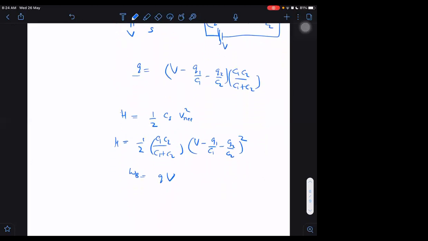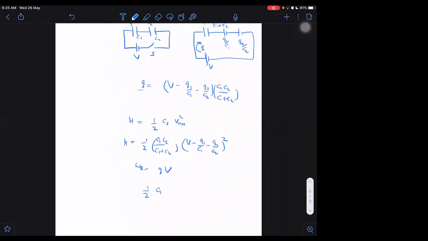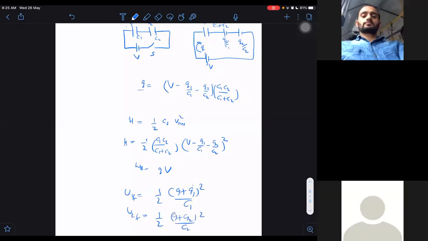We can find the final energy stored. What is the final energy stored? Half of C1 into... the final energy stored for the first capacitor, U1 final, and U2 final, is equal to half of (Q plus Q1) whole square by C1, where initially the charge was Q1, V1. So directly write (Q plus Q1) whole square by C1, and the second one was (Q plus Q2) whole square by C2.